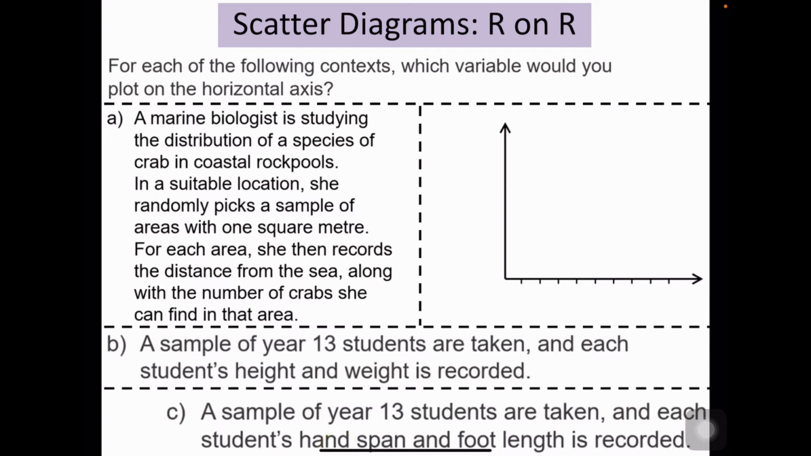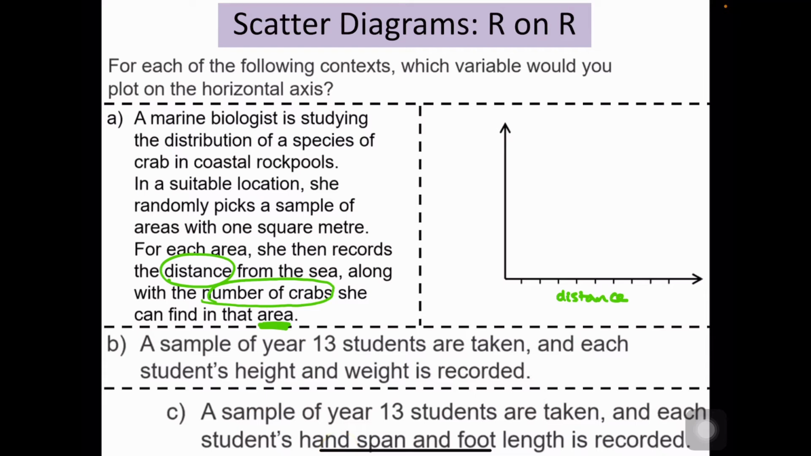So we have the marine biologist example from a few slides ago, where distance was one of the variables and number of crabs was the second variable. The statistical point is the particular area which each of these variables represent. So which one affects the other? Well, usually we would think that the distance from the sea has an effect on the number of crabs.